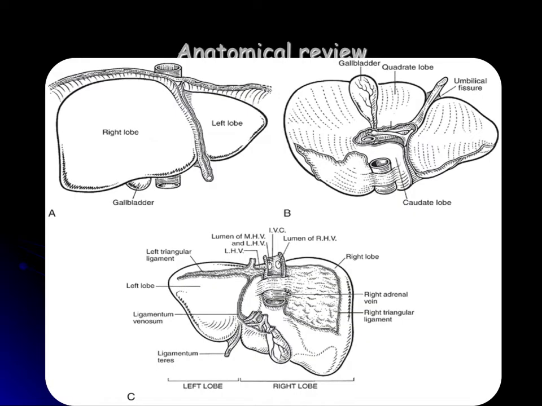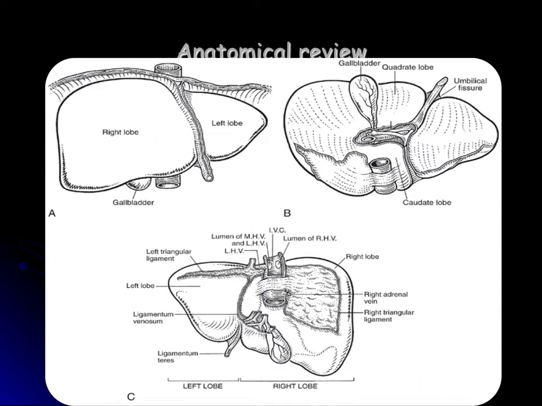First of all, we have to know the anatomy of the liver. As we all know, there are two big anatomical lobes of the liver, the right lobe and the left lobe, divided by an imaginary line, which is the Cantlie line. The Cantlie line is an imaginary line dividing the liver into a right lobe and a left lobe. This line is between the gallbladder bed and the inferior vena cava.